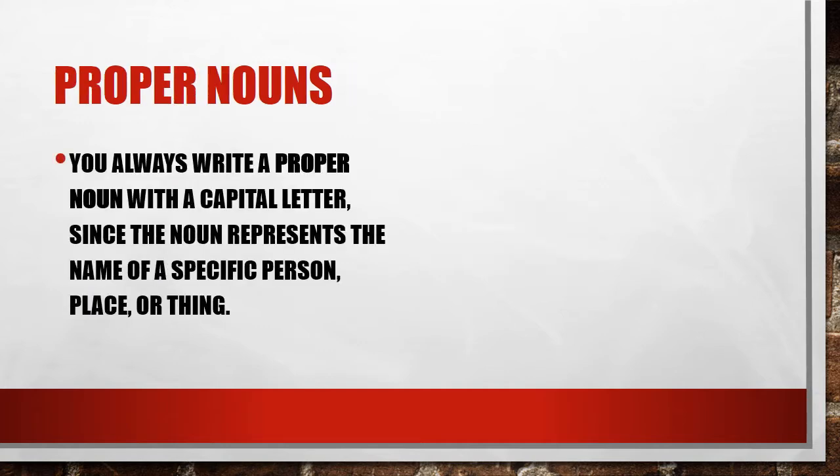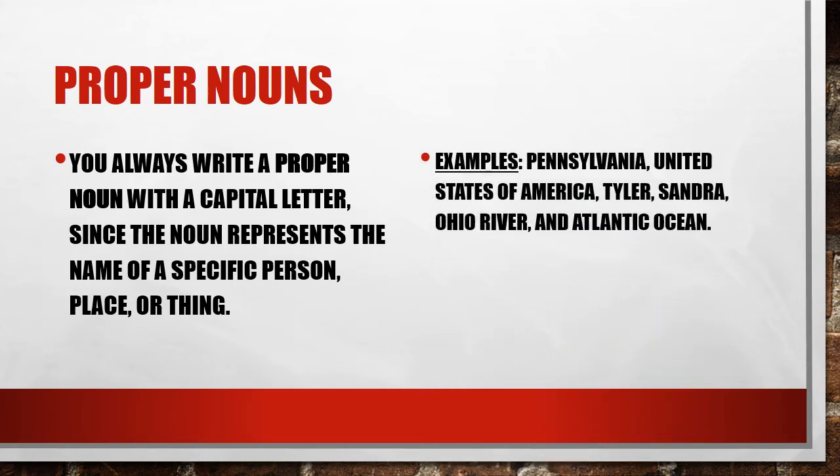Let's look at proper nouns. You always write a proper noun with a capital letter since the noun represents the name of a specific person, place, or thing. Some examples: Pennsylvania, United States of America, Tyler, Sandra, Ohio River, and Atlantic Ocean.